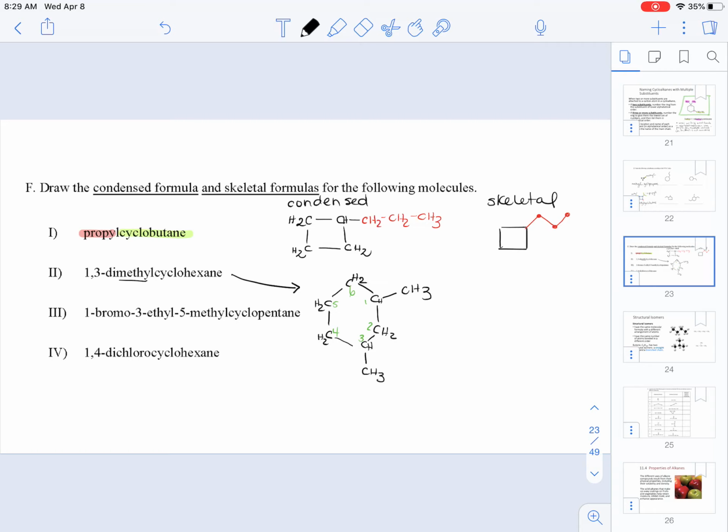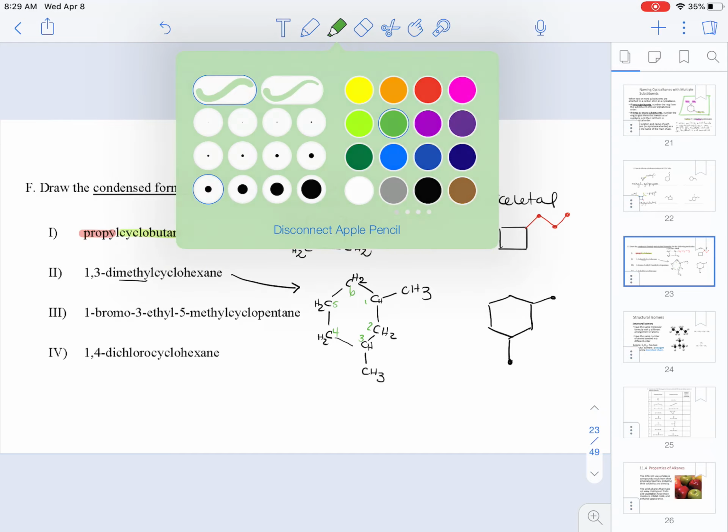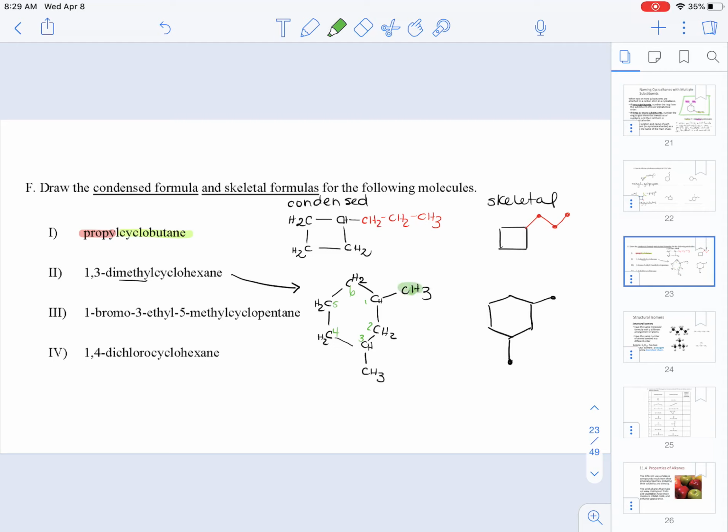If I draw the skeletal structure for this molecule, I'm going to draw a hexagon. Okay? And I'm going to do a line for that methyl group, and then another line for that methyl group. As you can see, I represented in dots those CH3s. So this CH3 and this CH3 are basically living right there.